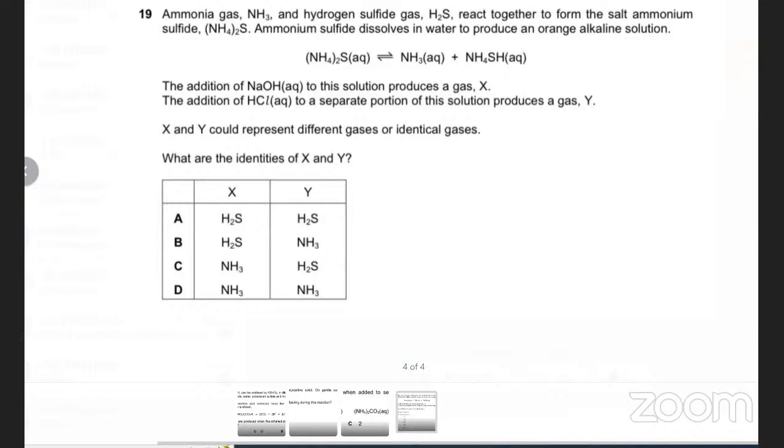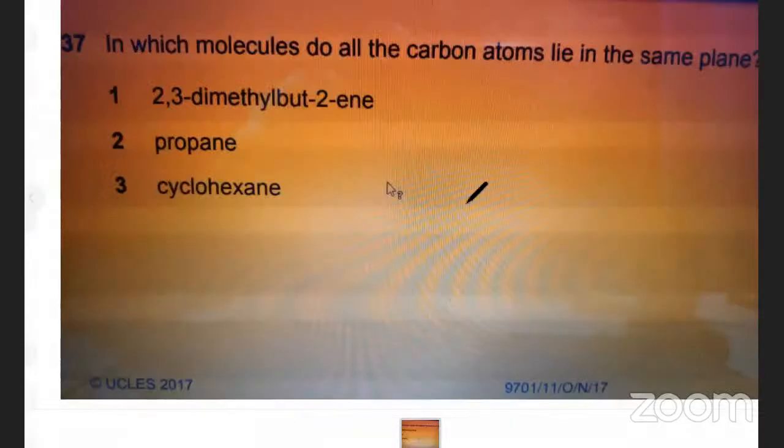So meanwhile, let's do this one. Actually, I've got this question. This is the same planar question. Remember, when is carbon planar? When it's making a double bond, right? So he's talking only about carbon atoms.